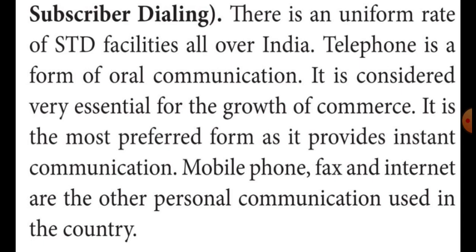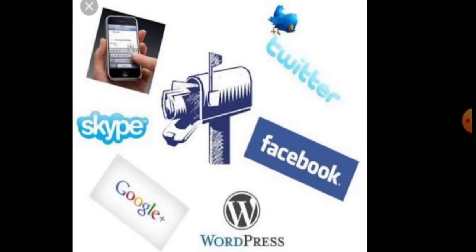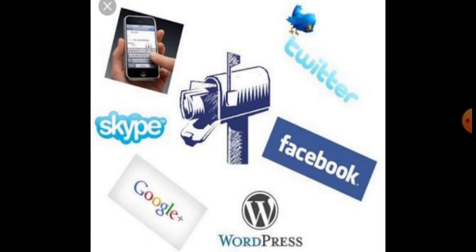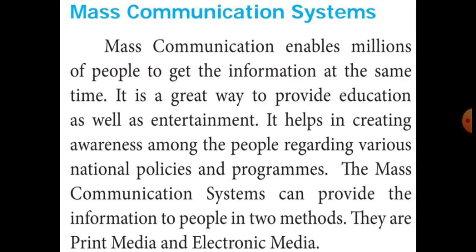Then, and also this telephone is a form of oral communication. It is considered very essential for growth of commerce also. Okay, some of the important personal communication are used for the economic area. For example, mobile phone, fax, internet. These are the important personal communication used in the country for economic condition. Then second important type is mass communication, is it?